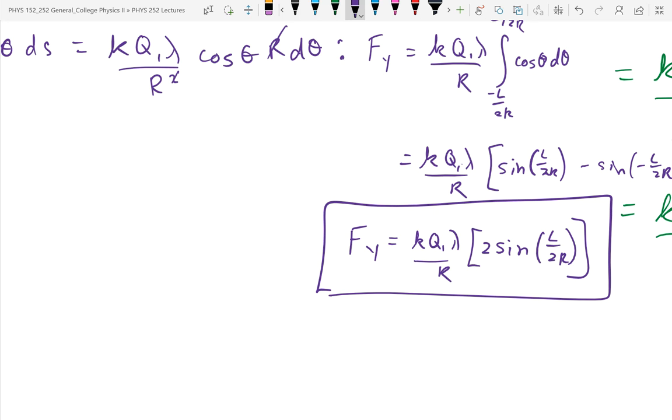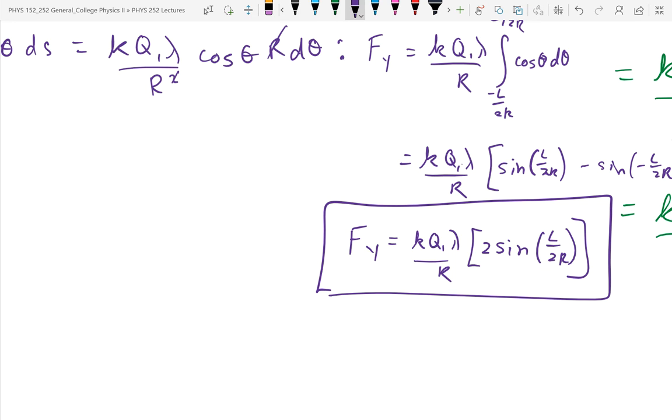And now I have to acknowledge I made a sign error. How did I make a sign error? I'm sure it was right at the beginning. Obviously, I noticed I had a sign error right at the beginning. But we know that the force y is downward because it's being repelled.